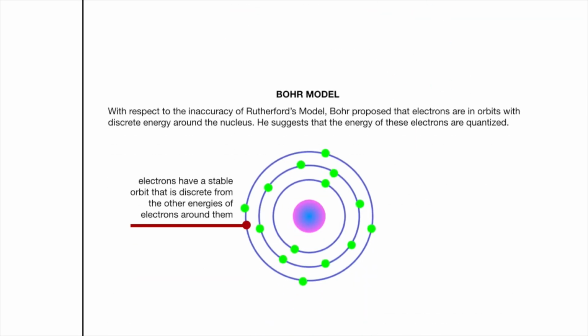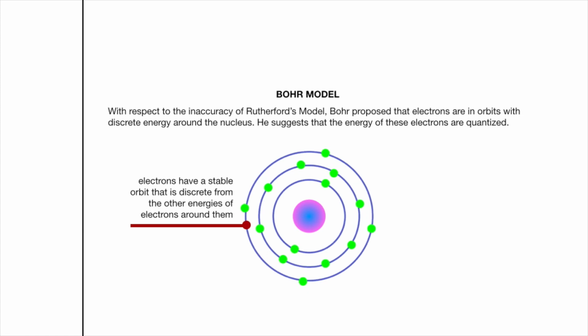With respect to the inaccuracy of Rutherford's model, Bohr proposed that electrons are in orbits with discrete energy around the nucleus. He suggests that the energy of these electrons is quantized. How Bohr's model differs from Rutherford's is that electrons have a stable orbit that is discrete from the other energies of electrons around them, while Rutherford states that electrons radiate energy, so they can interact with the subatomic particles around them.